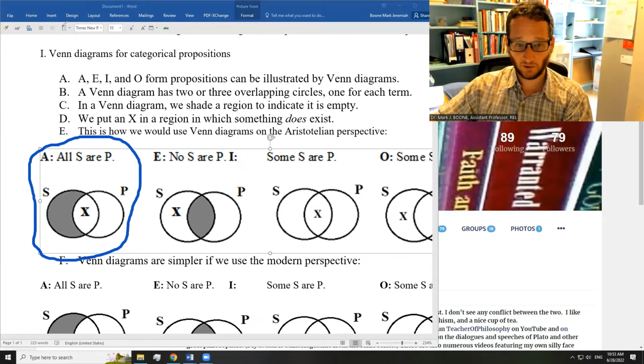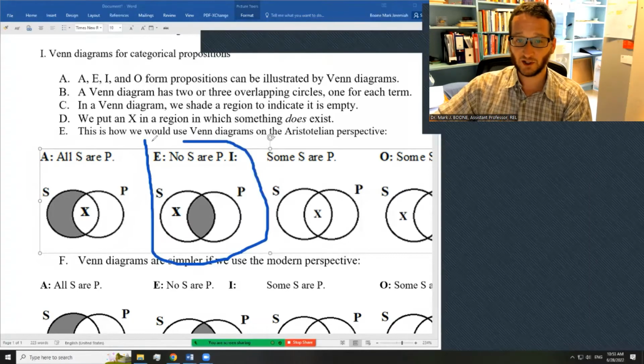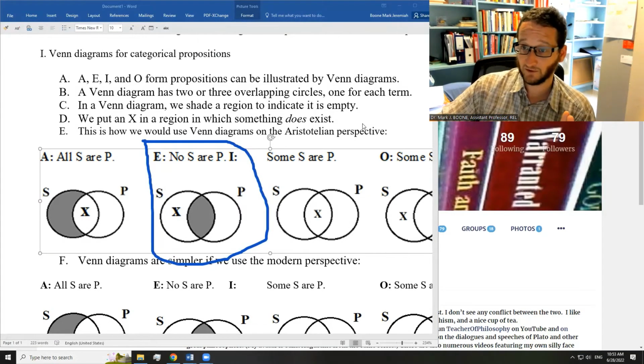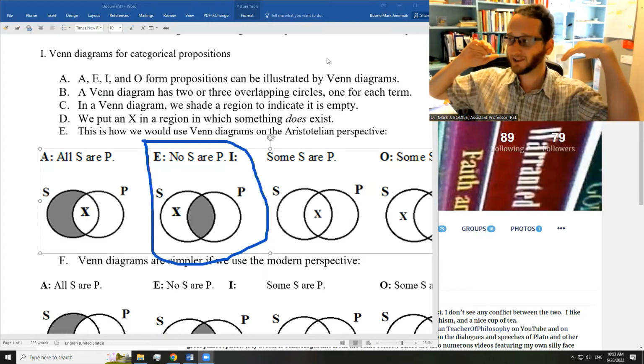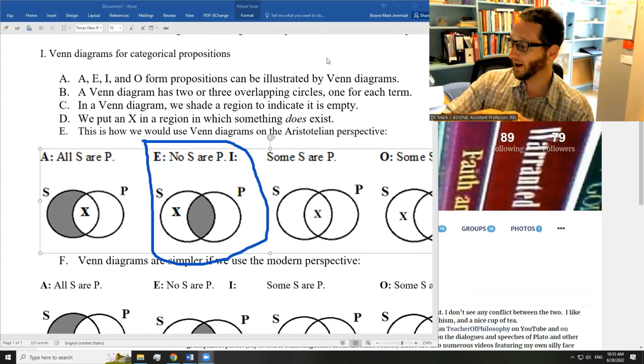Now let's go to the E form. And remember, we're still doing the Aristotelian perspective here, just so we have an idea of what it's like and how it's different from the modern perspective. What we're really aiming for in this video is the modern perspective. So as soon as I finish this, we're going to try to just keep in mind that there's this other way of doing Venn diagrams using the Aristotelian perspective.